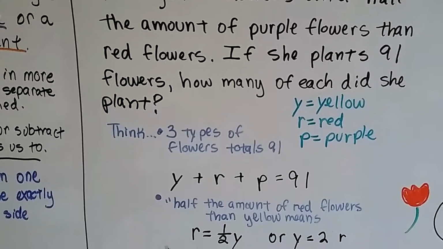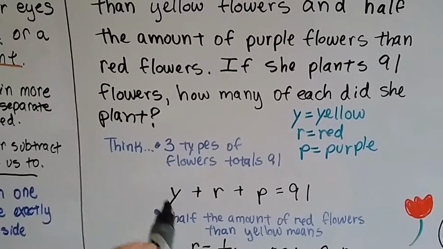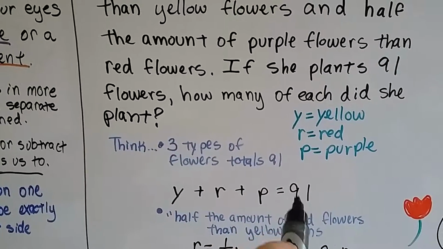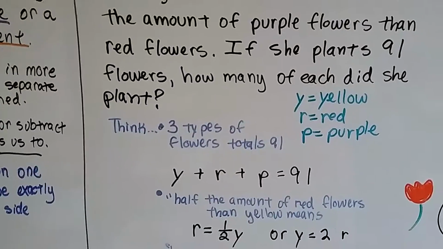We know there are 3 types of flowers and that they total 91. So we immediately can say Y plus R plus P equals 91. These 3 colors are going to equal 91.